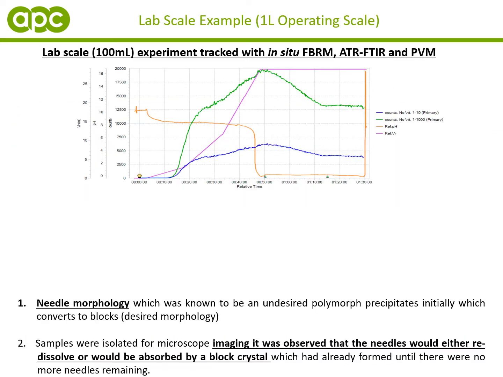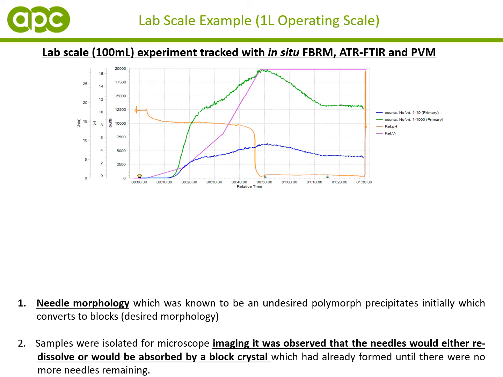Similar to the first case study, what's shown here is a lab scale experiment performed in a 100 mL Mettler-Toledo EasyMax reactor system. Again, this was tracked with in situ FBRM, ATR-FTIR, and PVM. What's shown in the graph is the change in FBRM counts, but also the change in solution pH as the process occurs. You can see it's a fairly short runtime. It's typically complete within about an hour and a half.